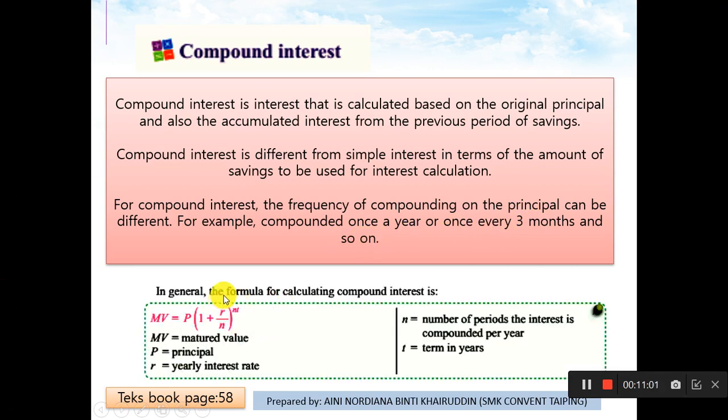So in general, the formula for calculating compound interest is MV equals P bracket 1 plus R over N close bracket to the power of NT. MV is maturity value, P is principal, R is yearly interest rate, N is number of periods the interest is compounded in a year, and T is term in years.